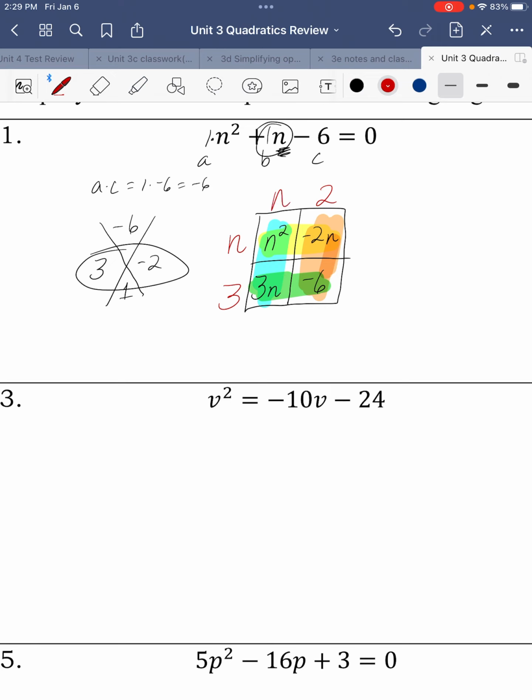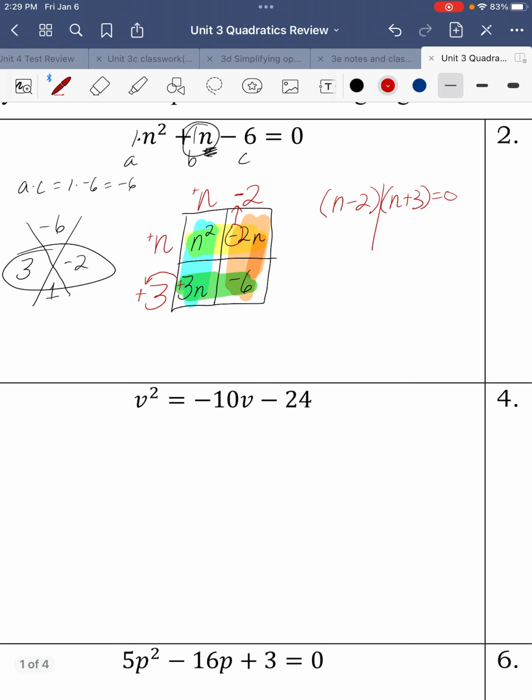Now when it comes to positives and negatives, if the top right is a negative, that will make this 2 here a negative. So the greatest common factor is always negative. And if the bottom left is a positive, that will make the 3 a positive. The n's are always positive. So our factors are n minus 2 and n plus 3, and that's going to equal 0.